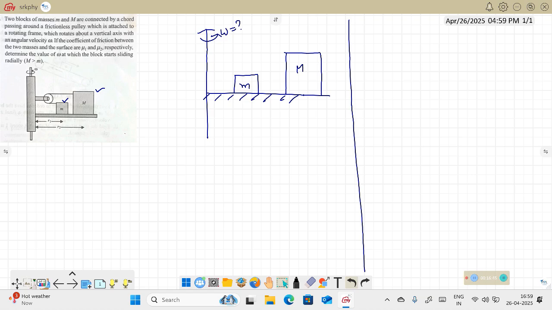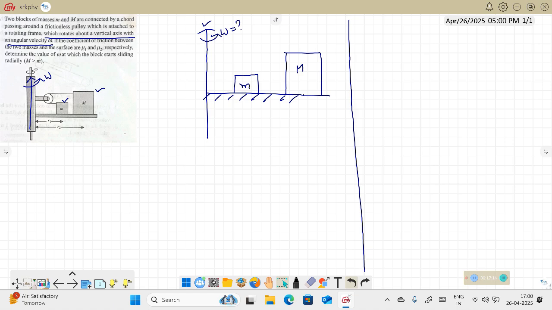Okay, this system rotates about the vertical axis with an angular velocity omega. That means we are rotating about this axis. This is the axis, and around it the system is rotating with omega. You can see the diagram again for a short explanation: two masses are given, and these two masses are rotating about this axis with angular velocity omega. Now, what angular velocity are we asked to find?